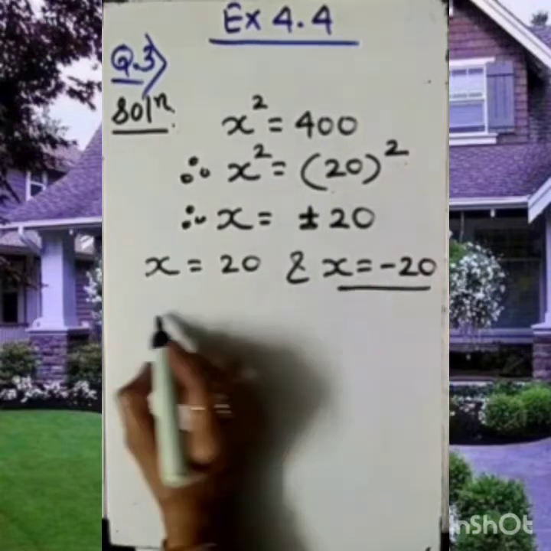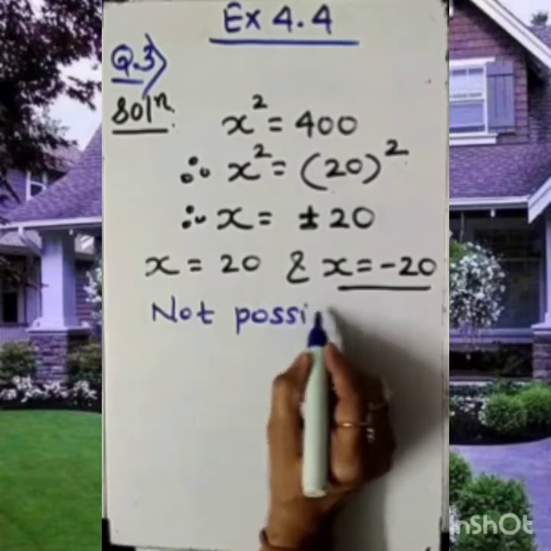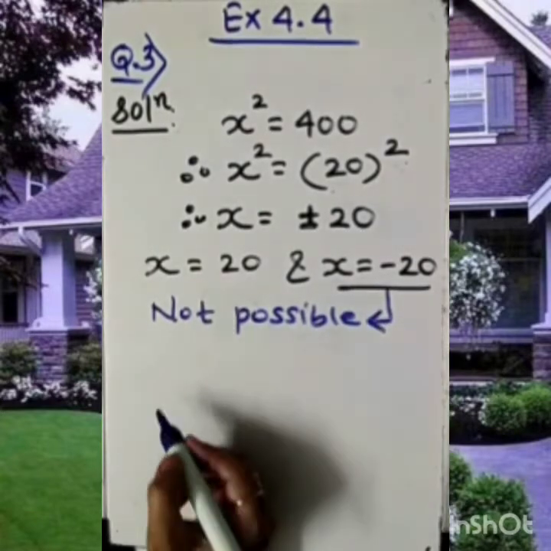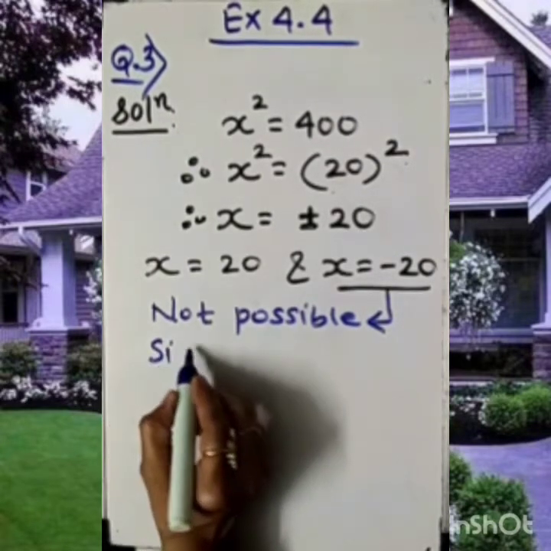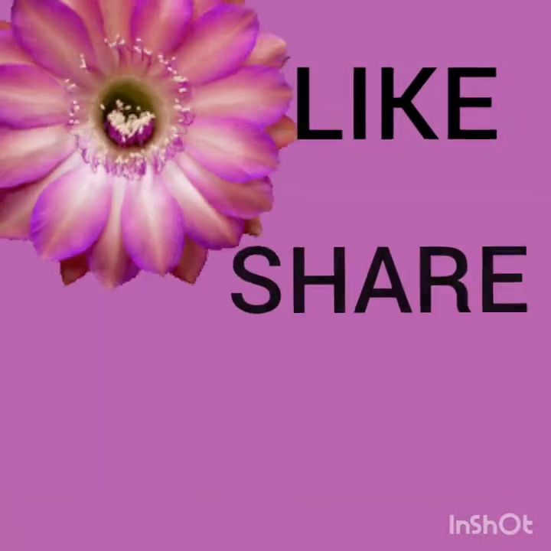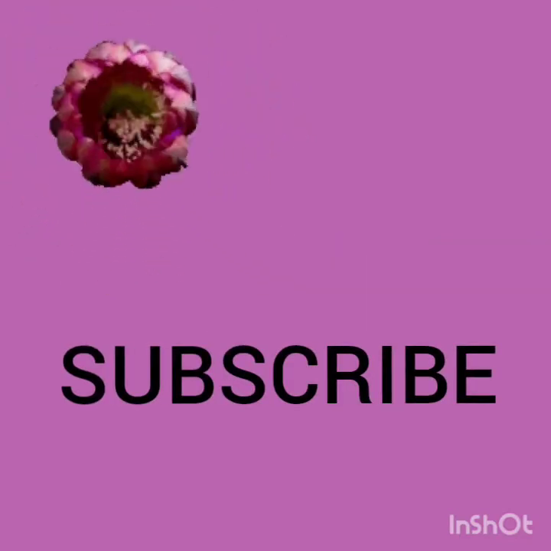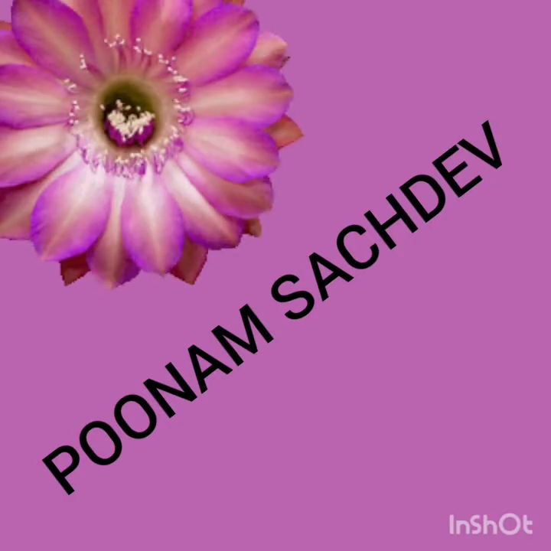This is not possible. Reason behind that, because the side can't be negative. Side cannot be negative. That is side or breadth, same thing. So we can write side cannot be negative, or you can mention breadth cannot be negative. Same thing.